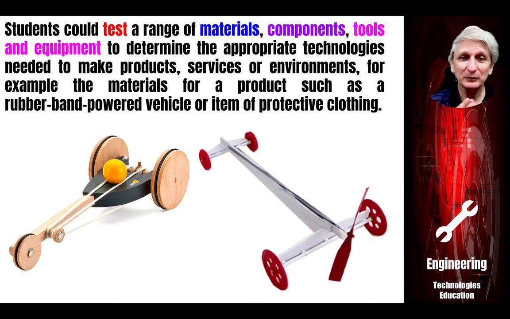They could test a range of different materials, components, and tools and equipment for their solutions. So in this case, looking at a rubber band powered vehicle and looking at different ways of achieving that. Different strengths of rubber bands, using two rubber bands instead of one rubber band. How many times a rubber band needs to be twirled? How big the propeller needs to be, or how big the wheels need to be? These things can be changed, which affects the performance of the solution.